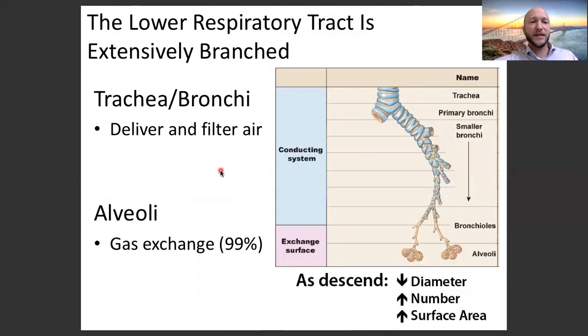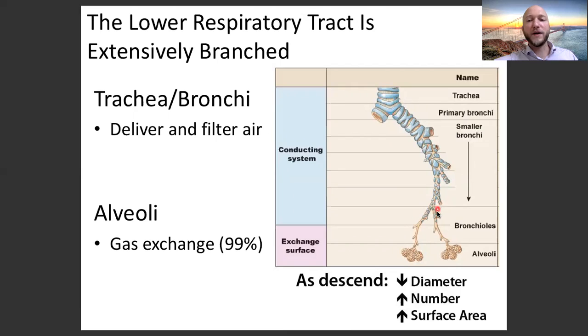The lower respiratory tract is extensively branched. So we have our trachea, which breaks into primary bronchi, which breaks into smaller and smaller bronchi. This helps deliver and filter the air to the site of gas exchange. The site of gas exchange is going to be the bronchioles, the very, very tiniest of the bronchioles, but mainly the alveoli. The alveoli, these little sacs down here, is where gas exchange primarily happens.